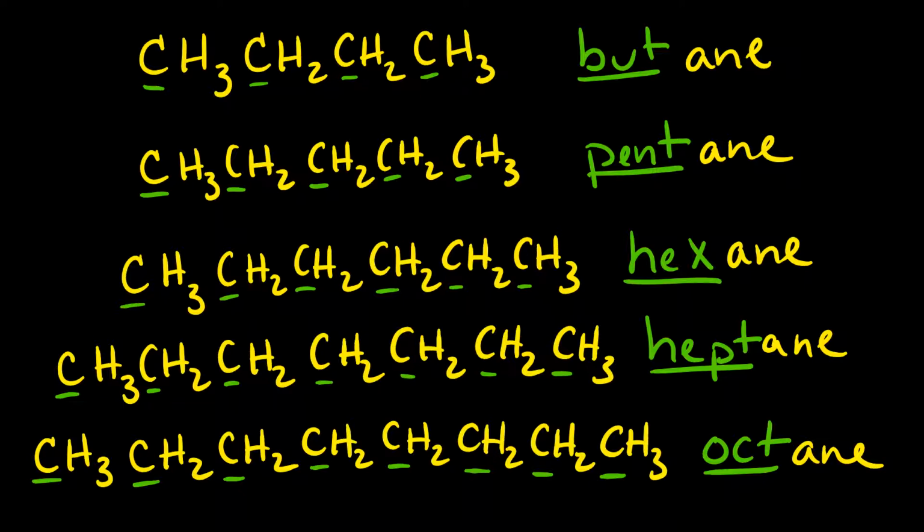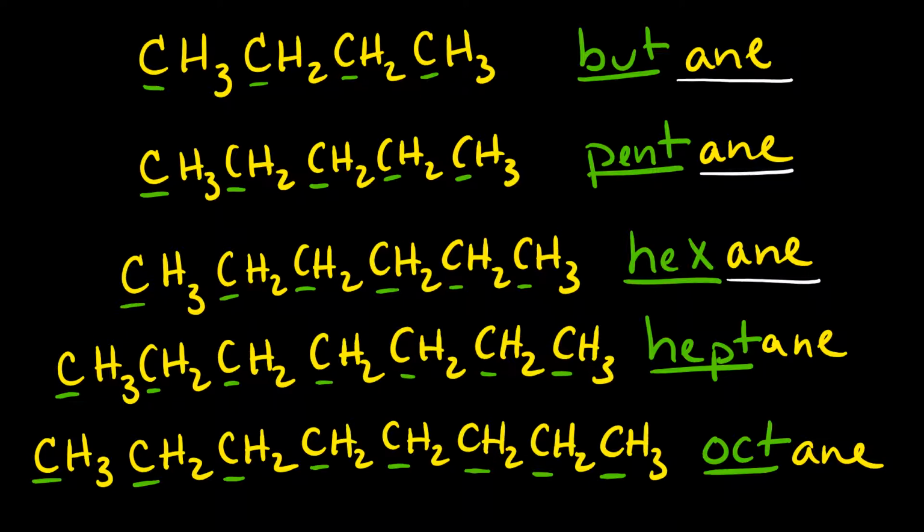4 carbons, we get to bute. So butane is the structure here. 5 carbons, we get to pent. So pentane is this 5 carbon alkane. 6 carbons is hex with an A-N-E ending, hexane. This is the 6 carbon alkane.